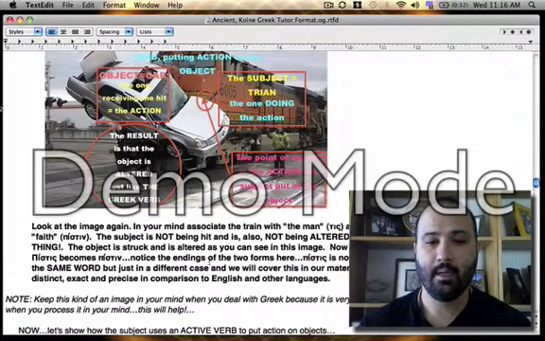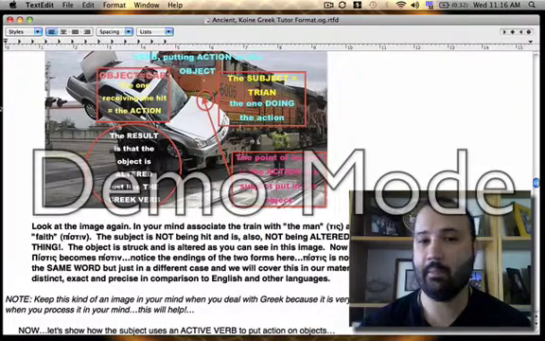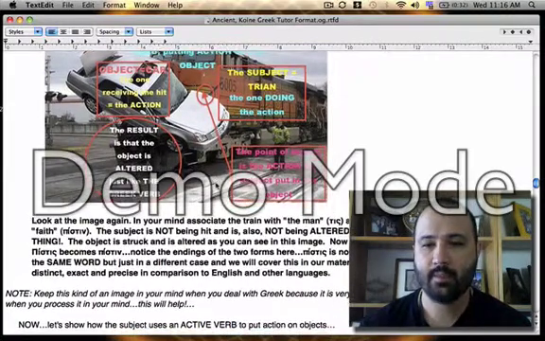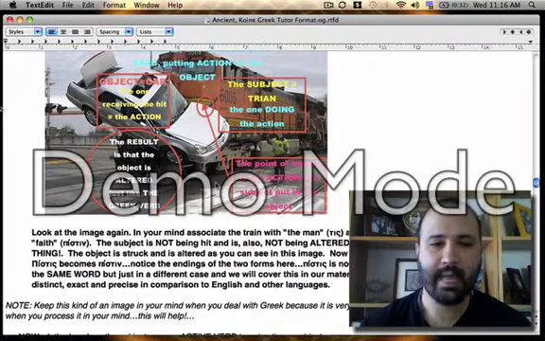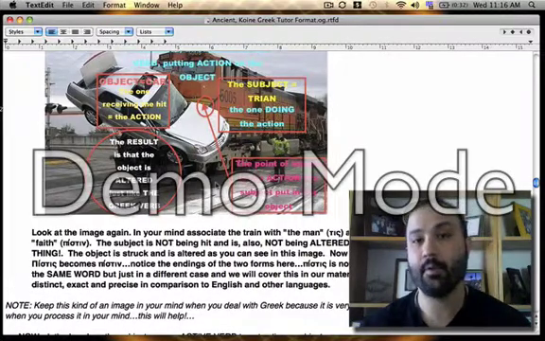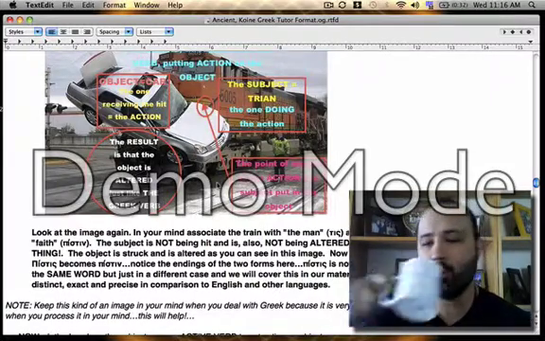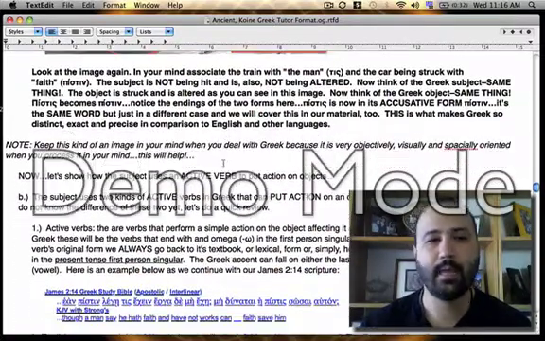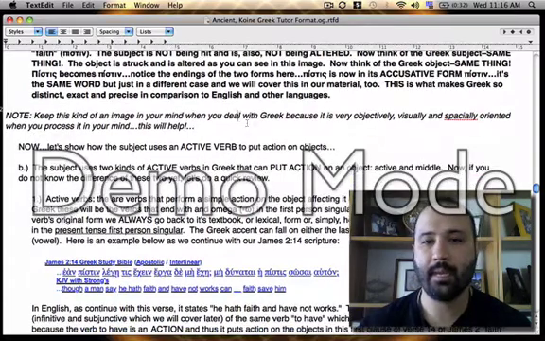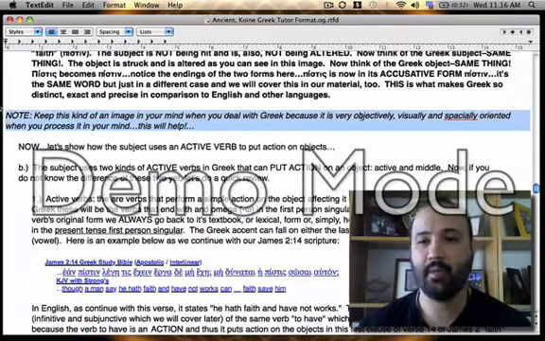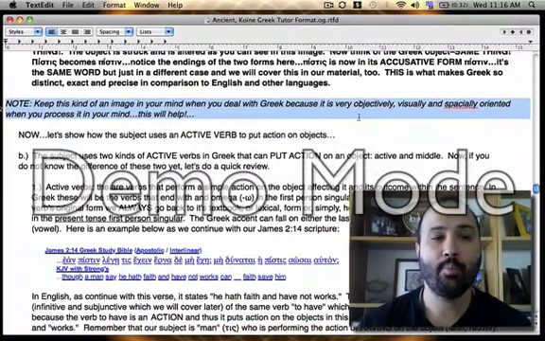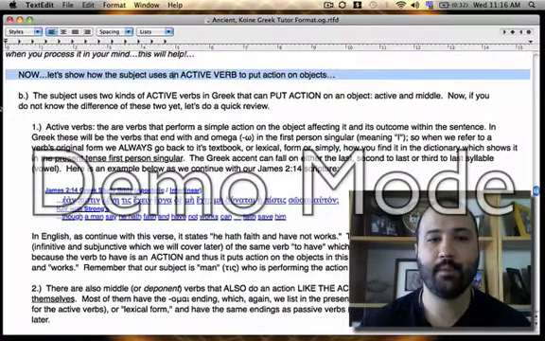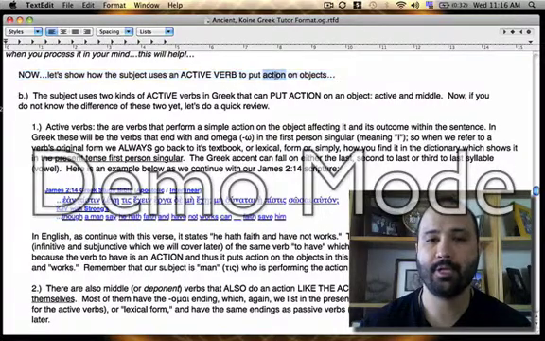And we will cover this in our material. This is the same car, but it's in a different form now. It's in a smashed up form. This is what makes Greek so distinct, exact, and precise in comparison to English and other languages. Plain and simple. So keep this kind of image in your mind when you deal with Greek, because it is very objectively, visually, and spatially oriented when you process it in your mind. This will help you.